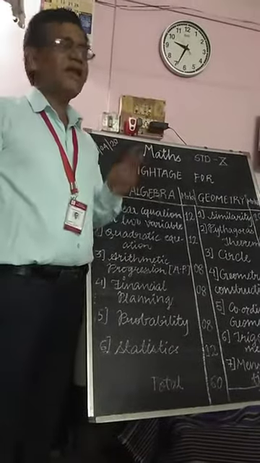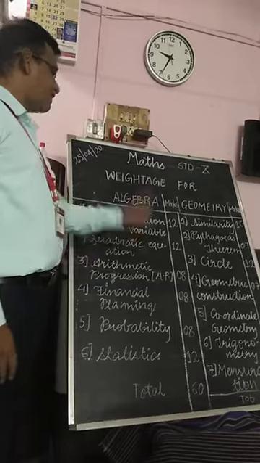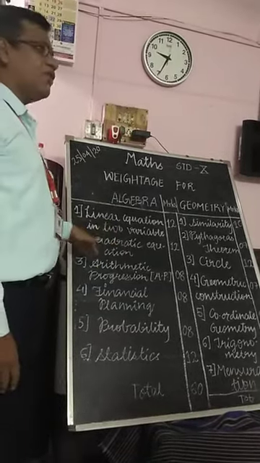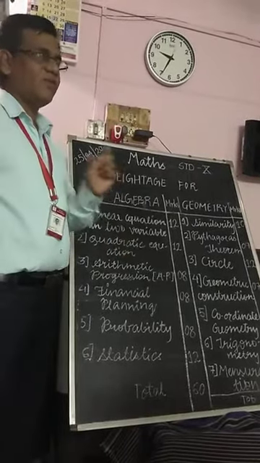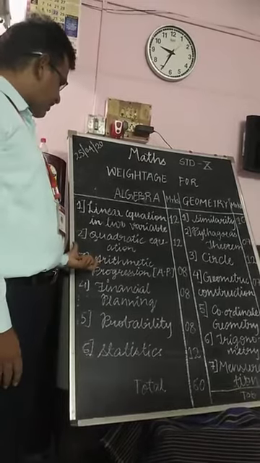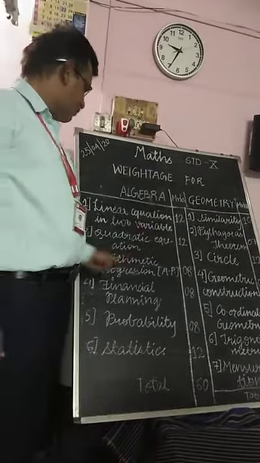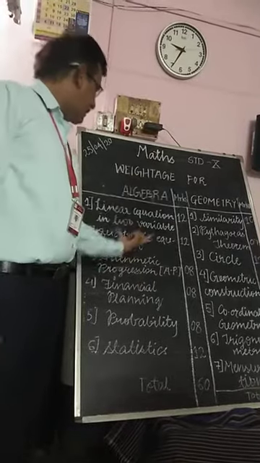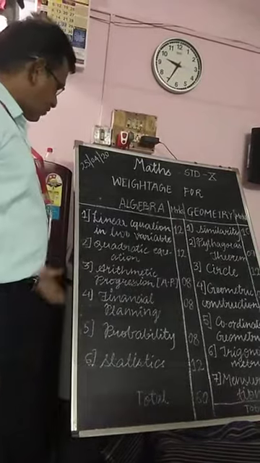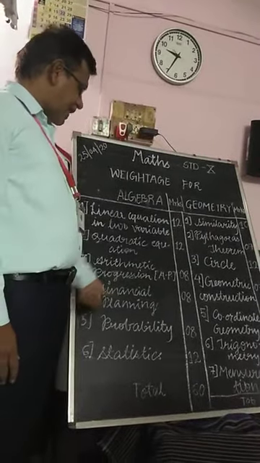Here you get two or three formulas. One is to find a term in the sequence, and the other is to find the sum of the terms in a sequence. These two formulas you have to learn, and by these two formulas you can get the maximum marks, that is 8 marks.